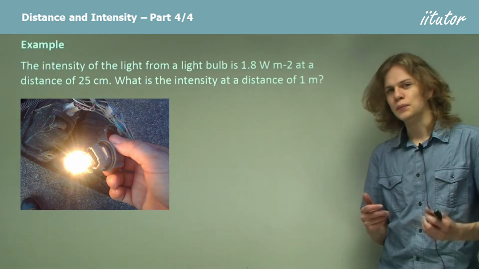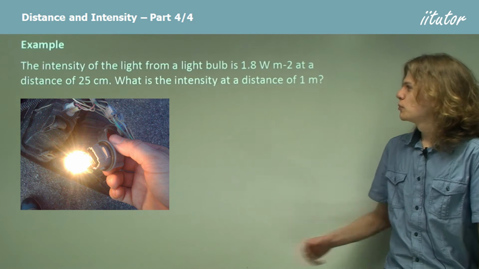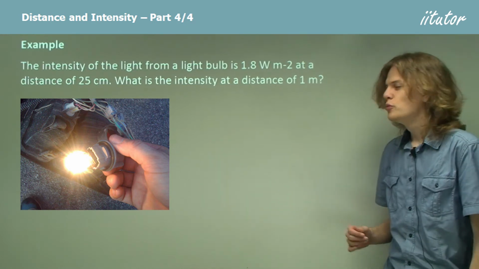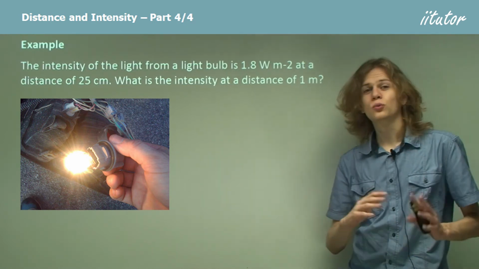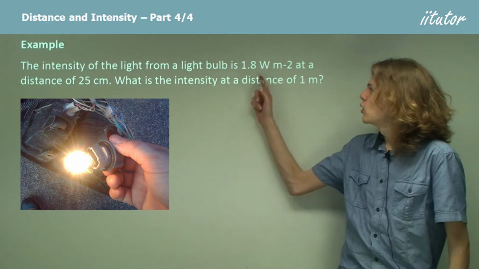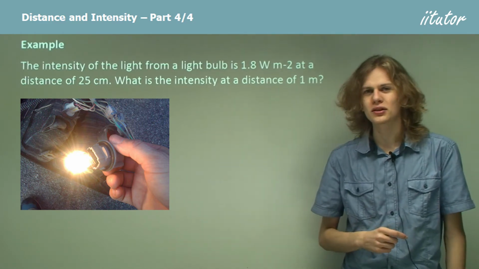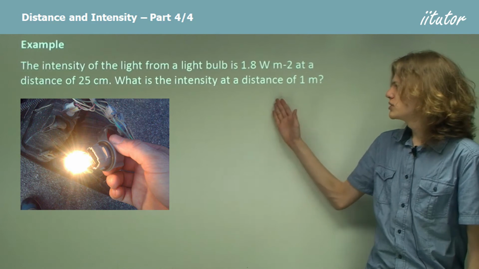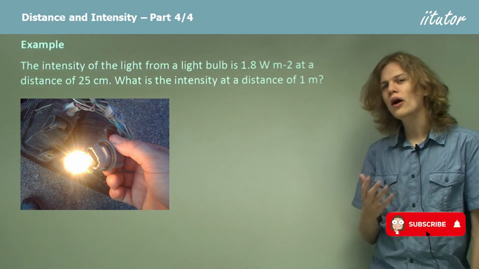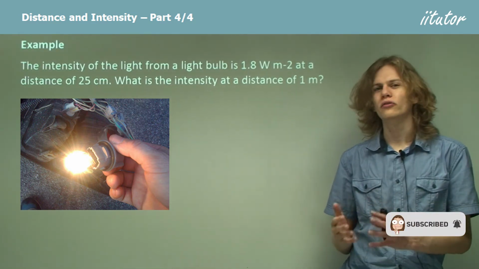So let's look at an example. Suppose we have a light bulb over here. We measure its intensity at a distance of 25 centimeters to be 1.8 watts per square meter. So what's the intensity at a distance of 1 meter instead of a quarter of a meter?